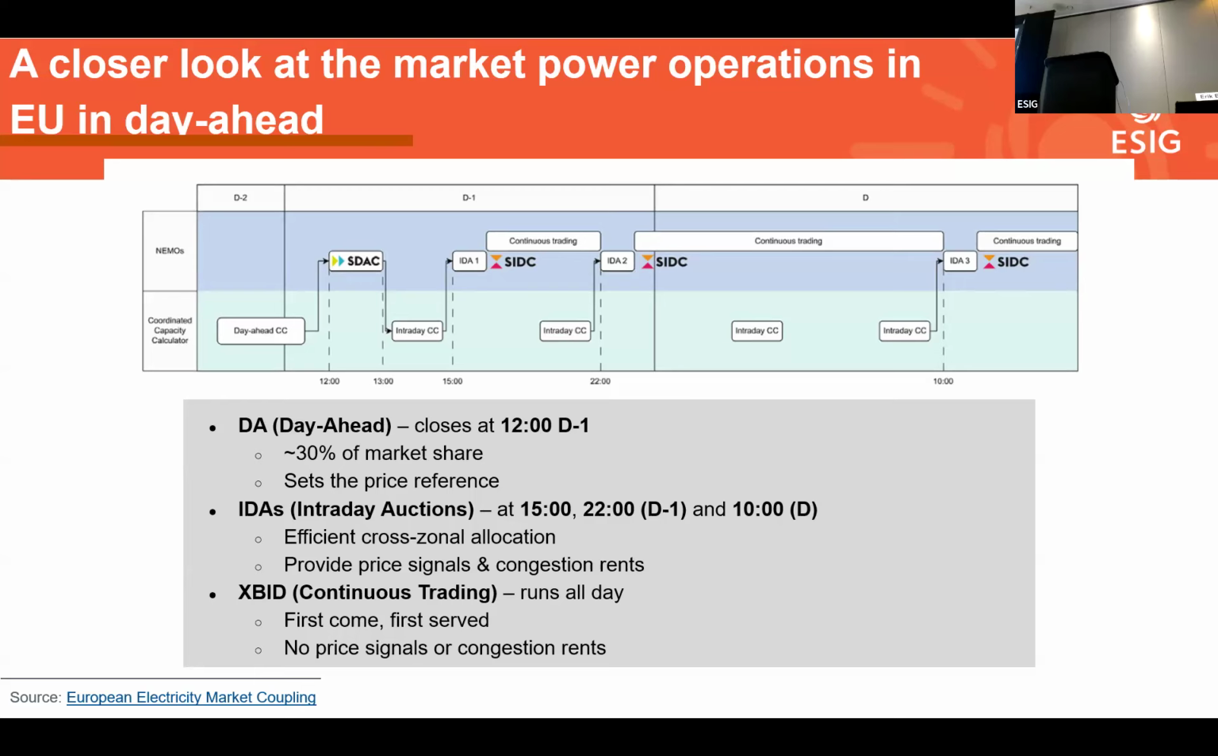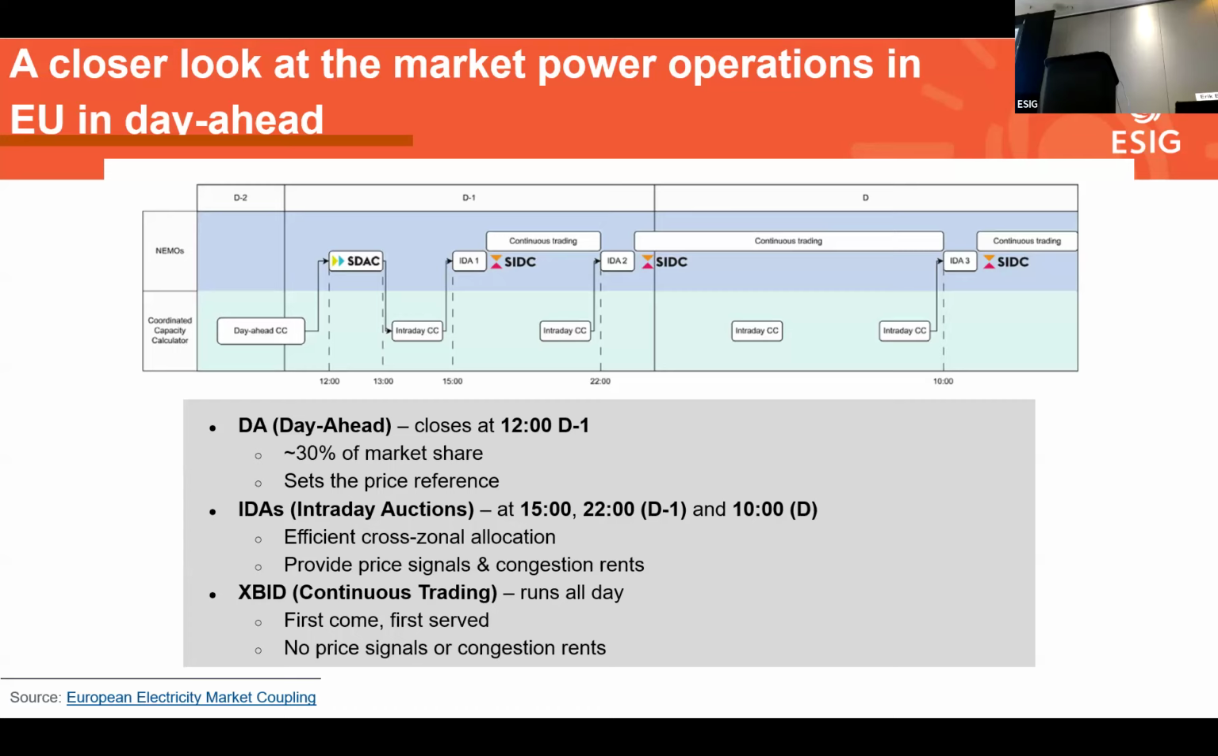So just before the break, we had a long session on how the schedule works in the US. Now let's have a look at how it works in Europe. As I mentioned at the beginning of the presentation, in Europe we have two separate markets, one for power, the other one for ancillary services. Let's now check how the operation works mainly for power.